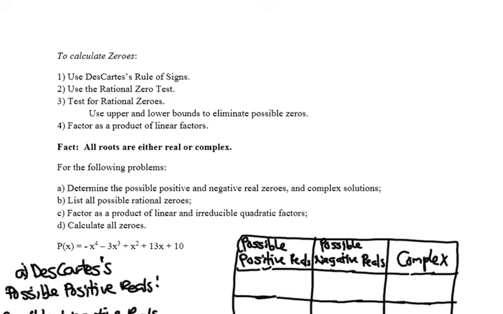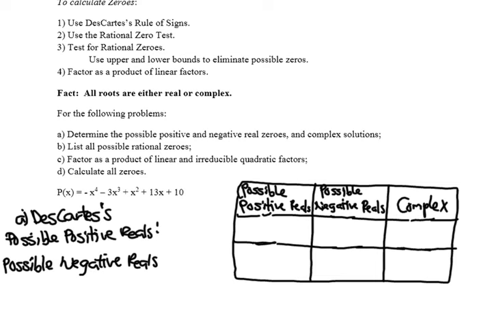So let's look at our first polynomial function equation. For possible positive and negative real zeros, we're going to be using Descartes' rule of signs. Possible positive reals is the number of sign changes. So here to here has a sign change of 1, and that's it. So 1.